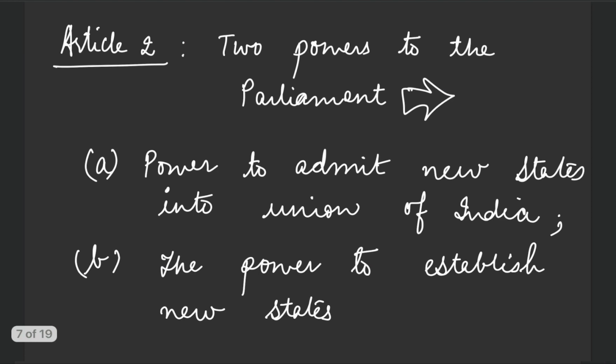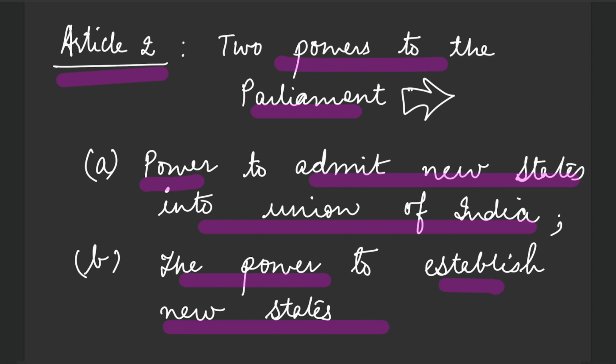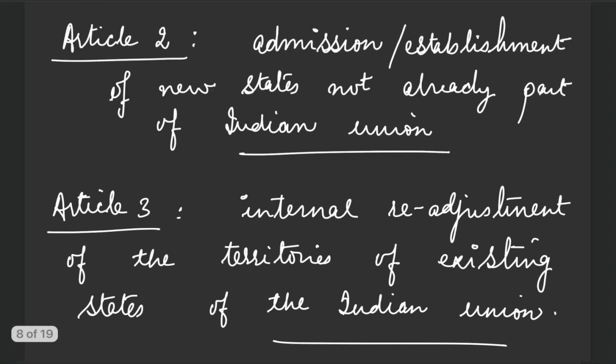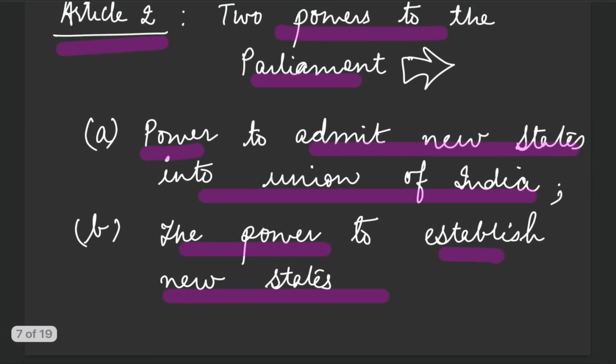Let's move on to the next article, Article 2. Article 2 of the Constitution provides two powers to the Parliament. Number one, the power to admit new states into the Union of India, that is, adding new states which were not already part of India, and the power to establish new states. Next, it has the power of admission or establishment of new states not already a part. So there are three aspects to it.